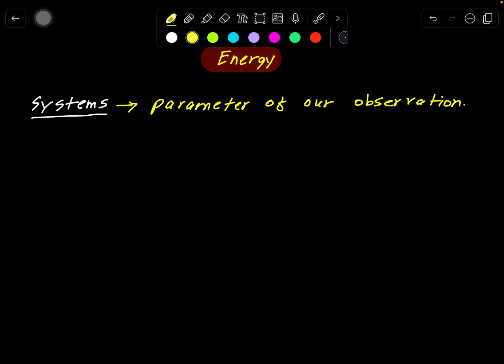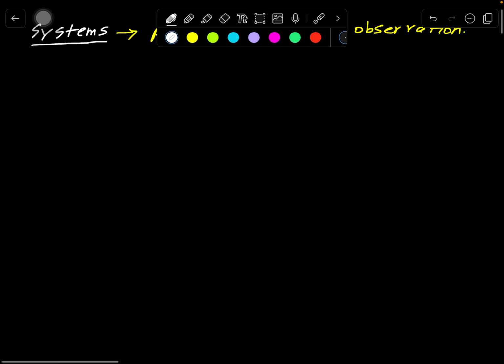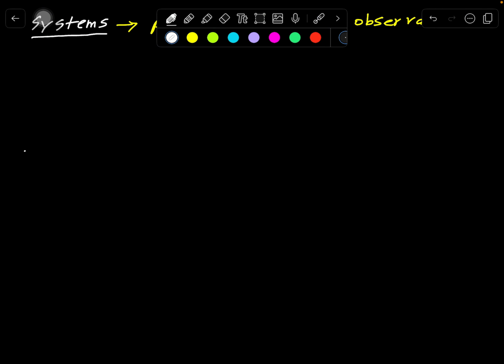Now, a system can be as large as an entire planet, as I mentioned, or it could be as small as an apple. Okay? Let's say you have an apple sitting on a table, and that apple continues to stay in its current state, which is stationary. So that brings us to the concept of equilibrium.